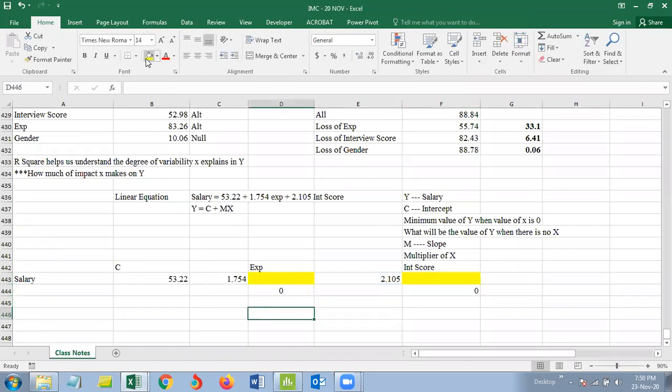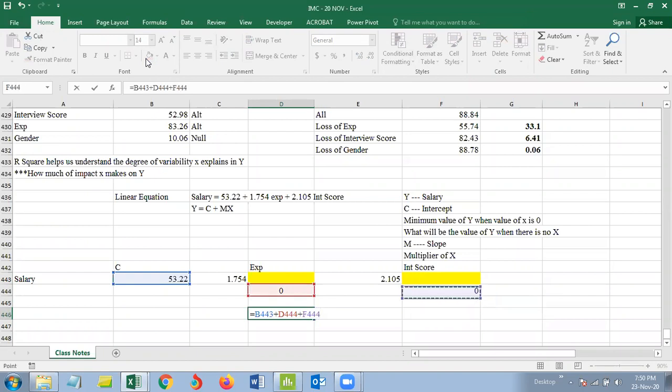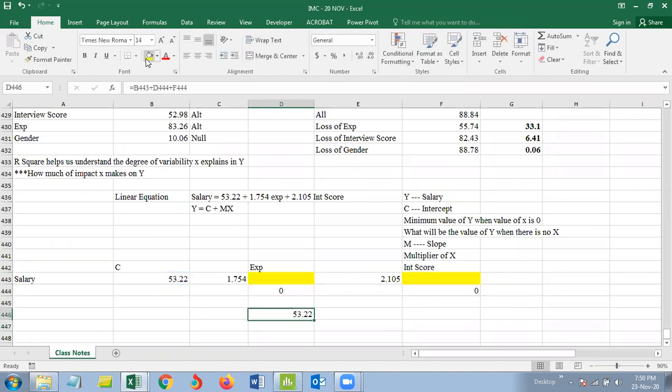Now, what you see here is salary. It says salary is equal to 53.22 plus whatever is the multiplier of experience, plus whatever is the multiplier of this score, plus. You add everything, and you get your salary, finally predicted by the model.